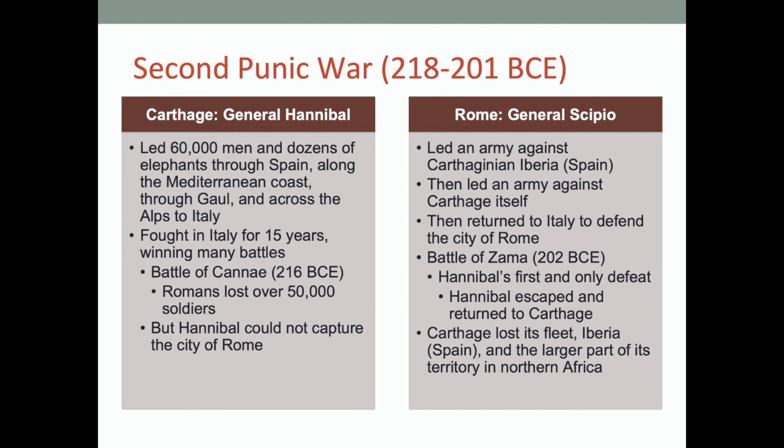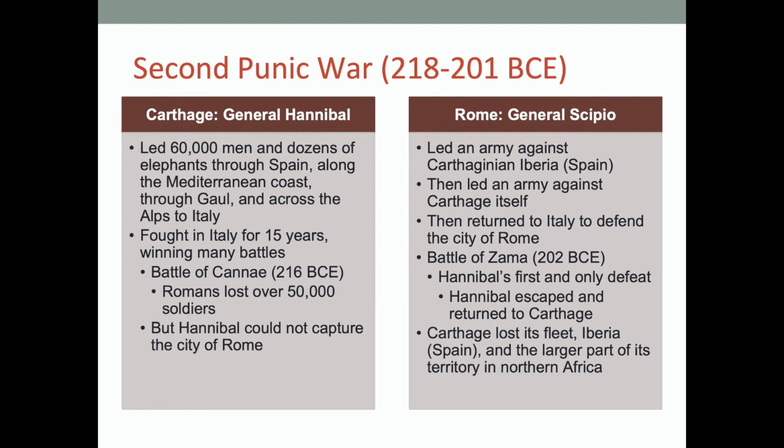So just briefly to talk about each side, Hannibal led 60,000 men and dozens of elephants through Spain, along the Mediterranean coast, through Gaul, okay, so through like that southern region of France, and across the Alps and into Italy. Okay, this is very famous. I'm sure you've heard of it before.